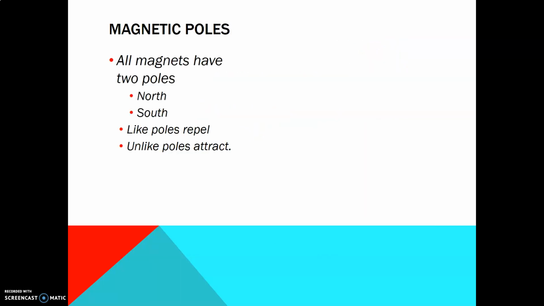Magnetic poles. All magnets have two poles: a north pole and a south pole. If you bring a north pole next to a north pole, they're going to repel. Same thing with a south pole close to a south pole. However, if you bring a north and a south pole close to each other, they're going to attract.